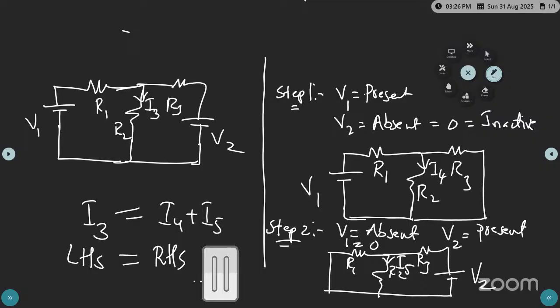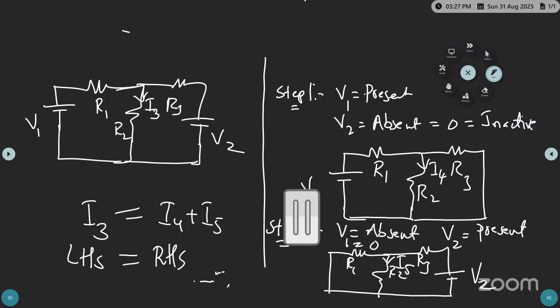Okay. So apply mesh analysis for this circuit. What is the current in R2 you find out? This is general. Apply mesh analysis for this circuit. V2 is there. What about V1? V1 is absent. What is the current now? I5. So I4 plus I5 is nothing but RHS. No need to do LHS, okay?